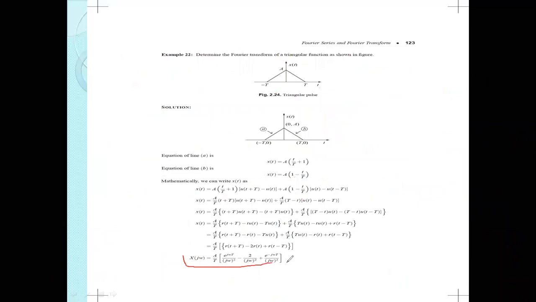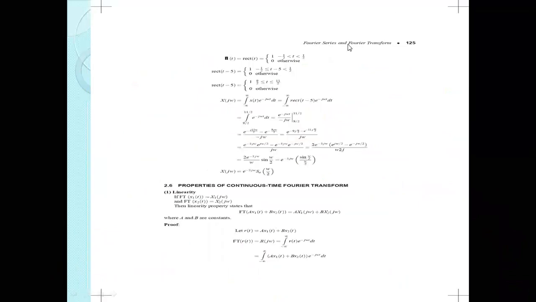So we got the same thing. X of omega is equal to A by T, e power j omega T plus e power minus j omega T by j omega whole square, minus 2 by j omega whole square. Okay. So still further, simplifying the function, we'll get like this.